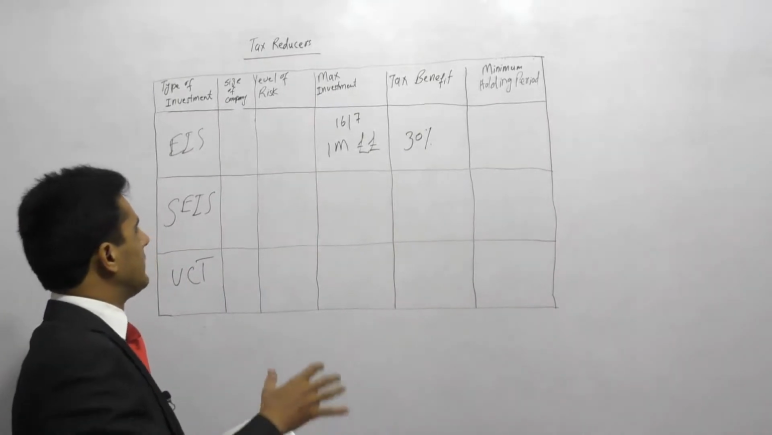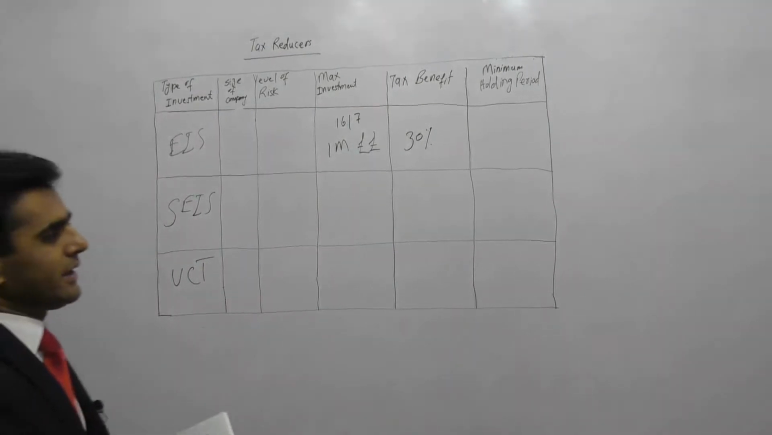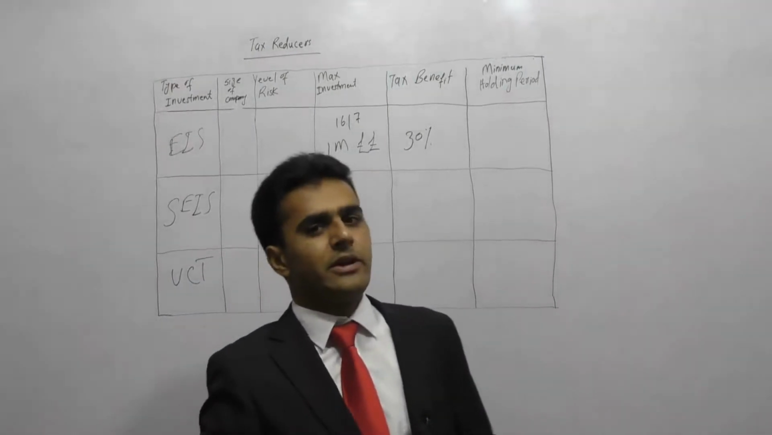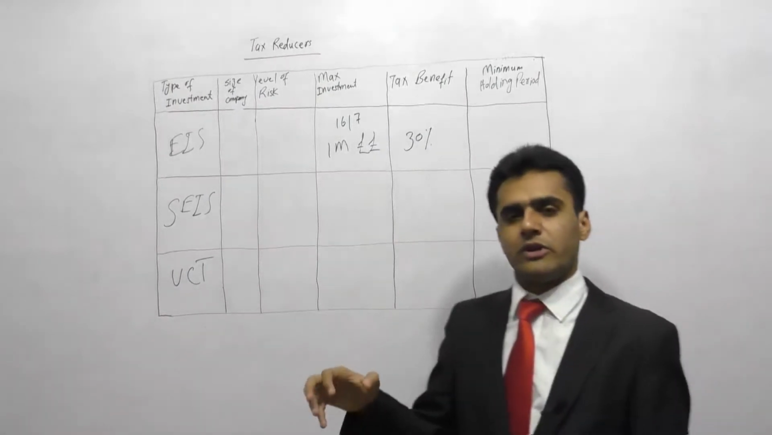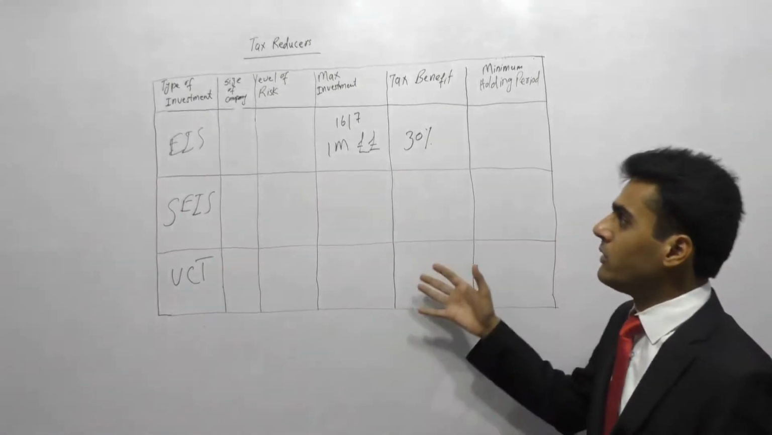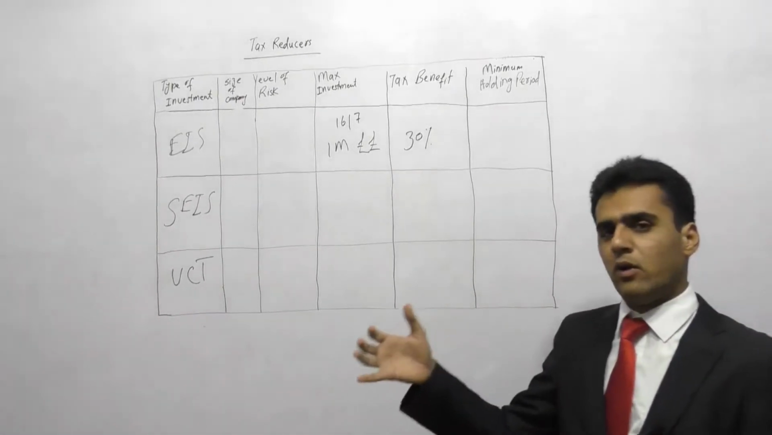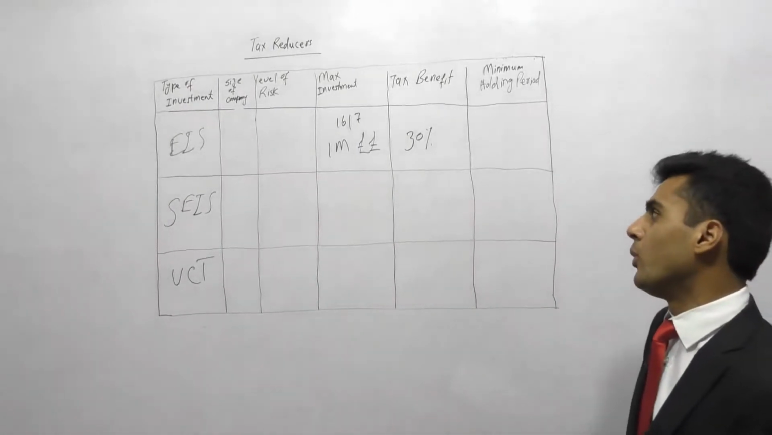Another interesting thing is that in all of these three cases, the tax liability can only be reduced to zero. It cannot go into negatives. The maximum these reducers will reduce the tax liability is to zero. It cannot go into negative because these are tax reducers. They can only reduce the tax liability to zero.